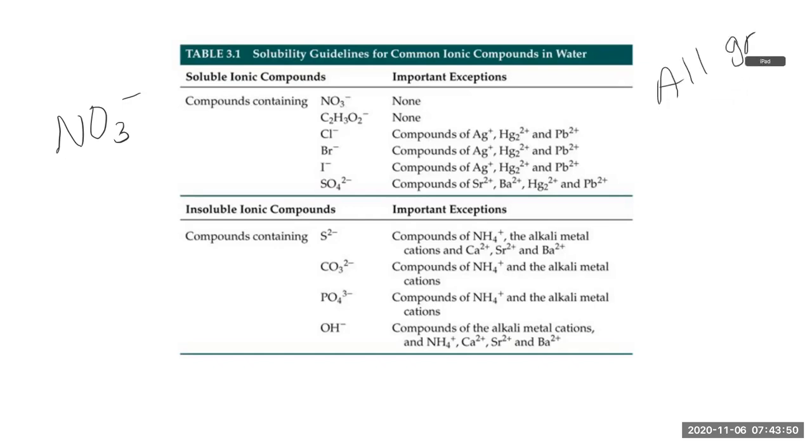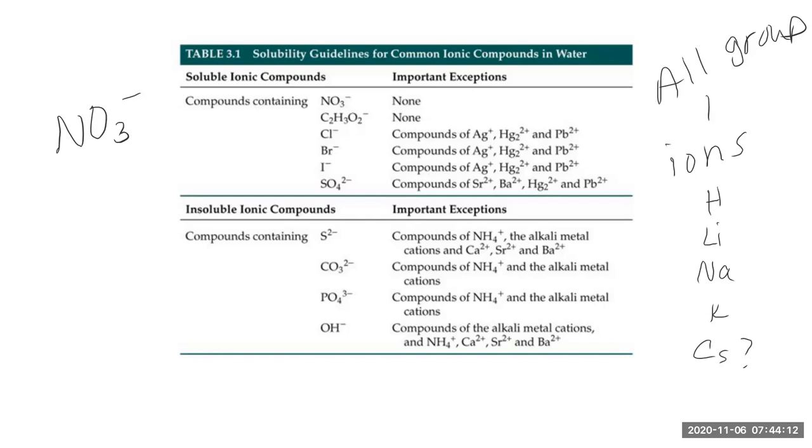All group 1 ions. So that's group 1 on the periodic table. Hydrogen, lithium, sodium, potassium. I forget what comes after potassium. Cesium, maybe? I don't know. I'll have to check a periodic table.